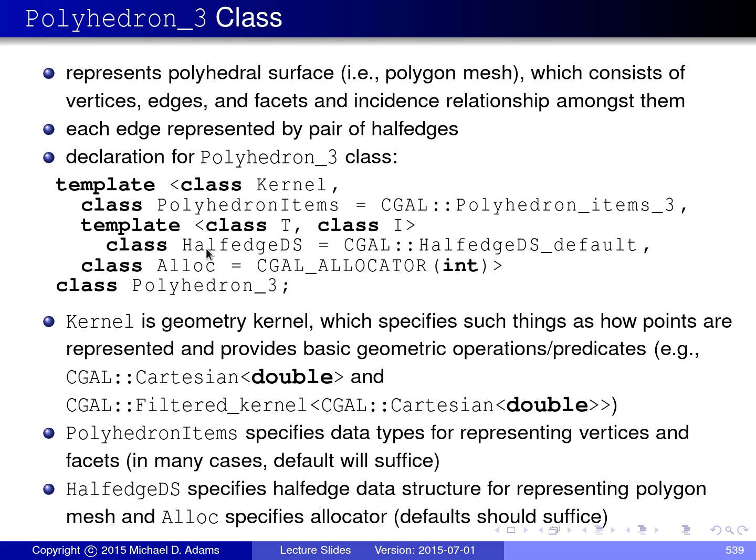The next parameter is half-edge ds. Half-edge ds specifies the half-edge data structure used for representing the polygon mesh. Again, it's a half-edge based data structure that's used by Polyhedron_3. And the next parameter is alloc, which is just an allocator, similar to the sort of allocators that you have in the standard template library, or part of the standard library that are used for container classes. The defaults for half-edge ds and alloc are most likely going to suffice, except in maybe much more advanced usages.